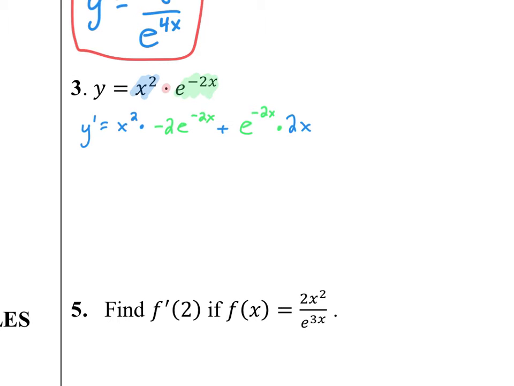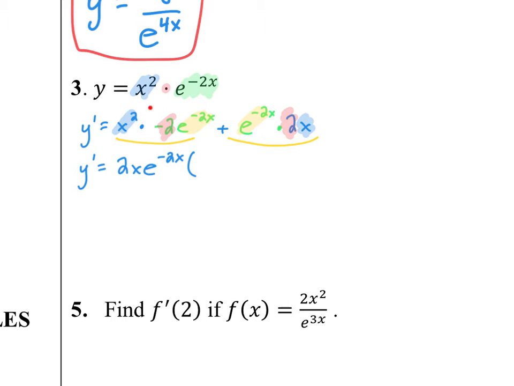If I want to simplify, what I see is I have 2 terms. Here is my first term. Here is my second term. And I see that they have some things in common. So they both have a 2, so I'm going to factor out a 2. And they both have an e to the negative 2x, so I'm going to factor that out. And they also have an x term, so I'm going to factor out an x. This is what I'm going to factor out of each one.